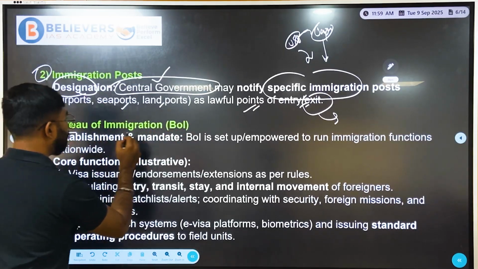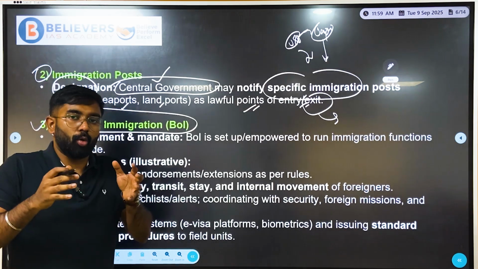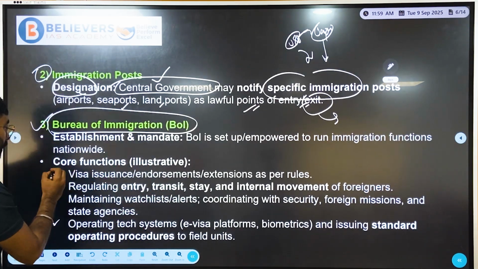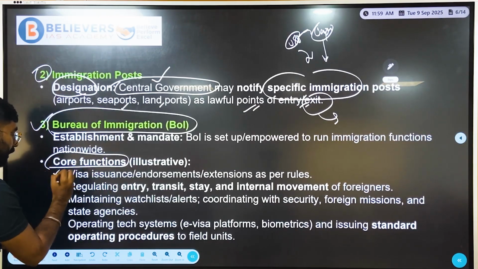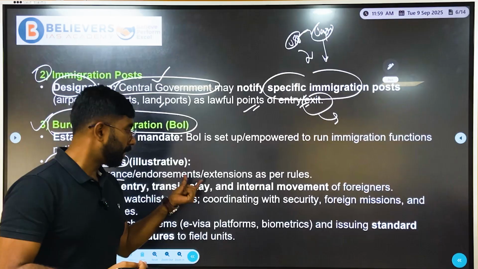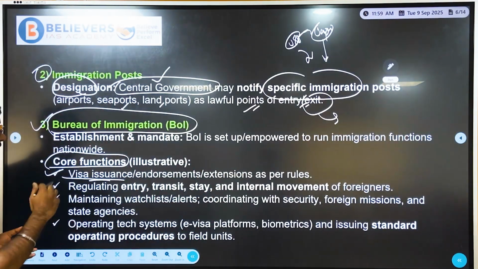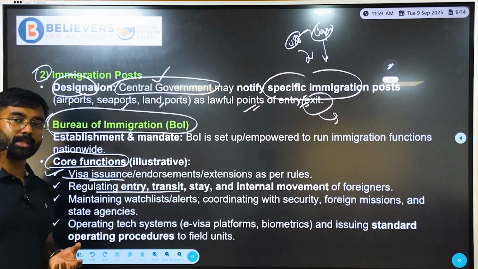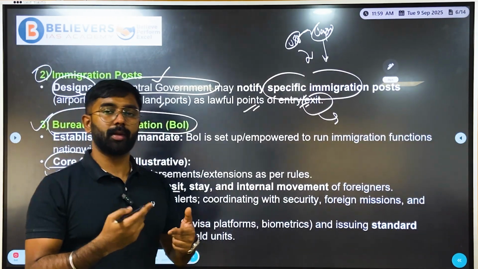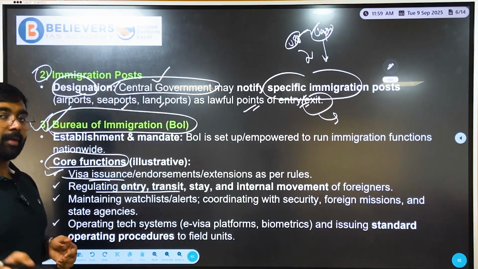Then there is the creation of a body, the Bureau of Immigration, which takes care of the entire immigration function of the country. Its core functions start right from visa issuance, endorsements, and extensions of a particular person's stay, all the way to how his entry, transit, stay, internal movement and even his exit take place. Everything is regulated by the Bureau of Immigration.